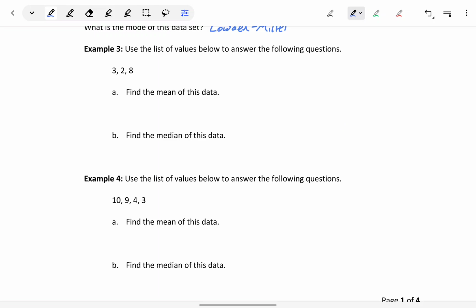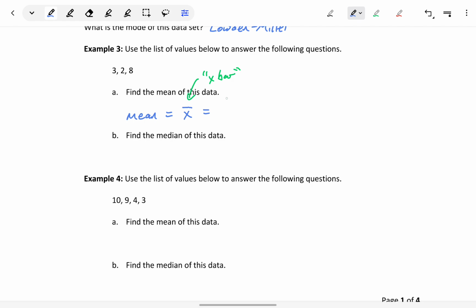In example 3, now we want to move on to the mean and median and review, most likely, how we come up with those values. In example 3, we want to use the list of values below to answer the following questions. So in part A, we'll find the mean, which we represent symbolically as x with a vertical bar drawn over top of it, and we read that as x bar. That's our symbol for a sample mean.